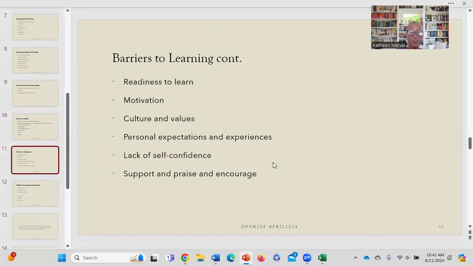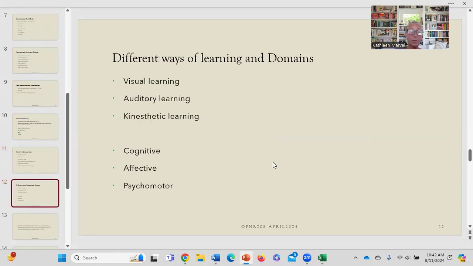Some barriers to learning. Are they ready to learn? Are they motivated? How do their culture and values, how is that going to impact how they receive your education? Also, personal expectations and experiences. A lot of clients have a lack of self-confidence to be able to carry out the plan for what you're teaching. It's always important to support, to praise, and to encourage.